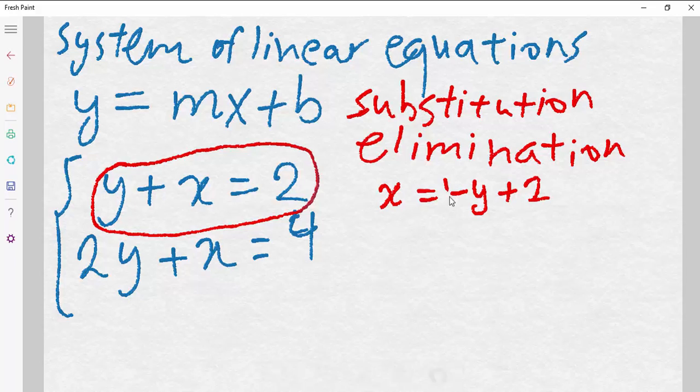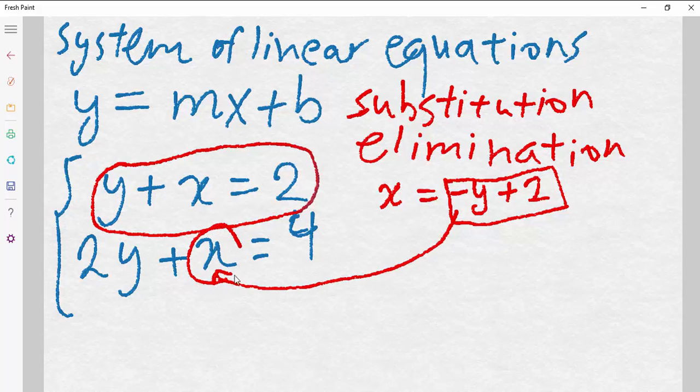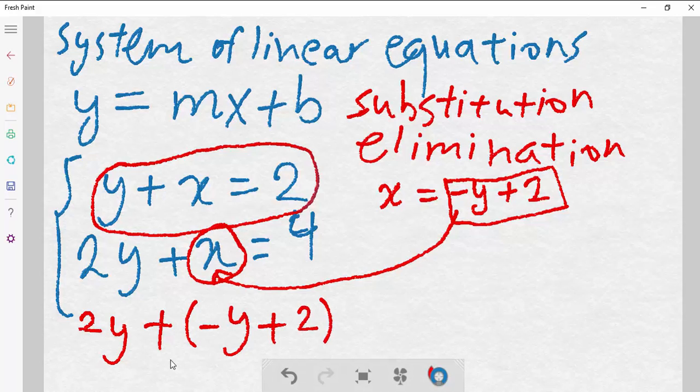So I have this expression which is equal to x. So I can substitute that. I can substitute this new expression for x in the second one. Why am I doing this? Because then I will have only one variable, which is y. Then I can solve it. Let's try that. So I will say 2y plus, now I substitute x with the new expression I got, negative y plus 2, and then equals 4.